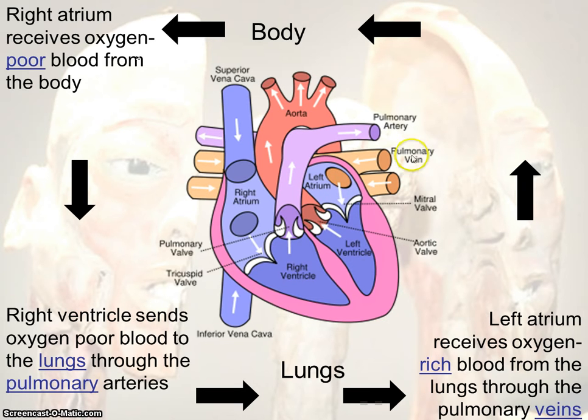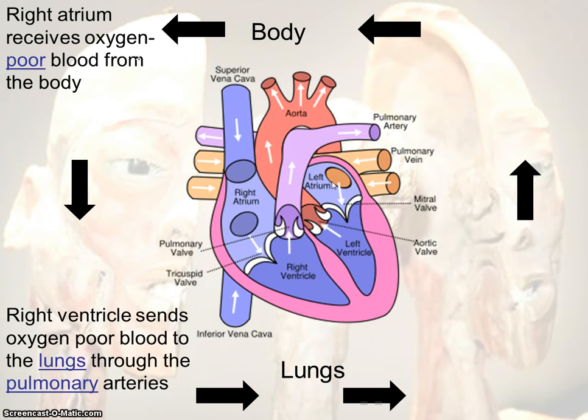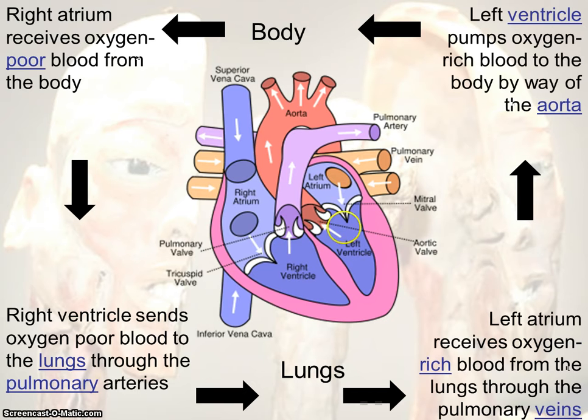So the pulmonary vein is going to transport that oxygen-rich blood from the lungs back to the heart, and it's going to enter the heart in the left atrium. It's going to pass through the mitral valve down into the left ventricle, and then the left ventricle is going to pump out that oxygen-rich blood, the blood that now has oxygen in it again. It's going to pump it out through the aorta to the rest of the body. So that's how the heart works.